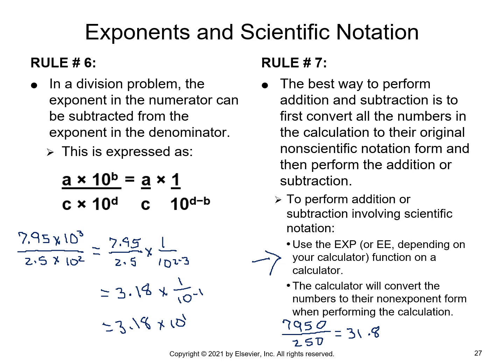And then from there, you would do your problem, your addition or subtraction. So if we were to convert 7.95 times 10 to the third to a non-scientific notation number, that gives us 7,950. We move that decimal over 3 places to the right. With 2.5, move it 2 places, that gives us 250. If we work this out, it gives us 31.8, which should be the same number that you got on your calculator when you use your calculator to convert that number to a non-exponent form.